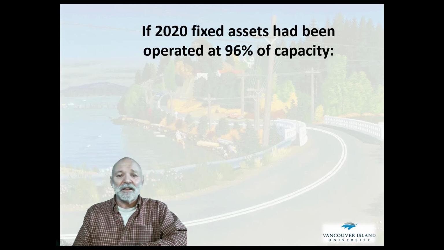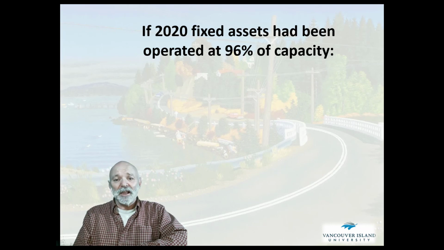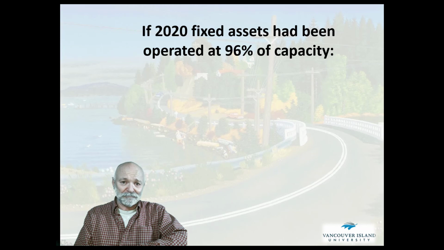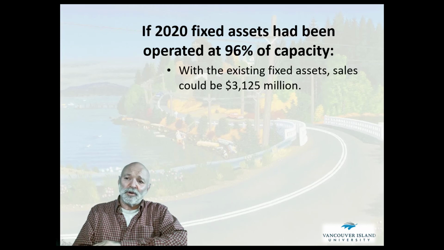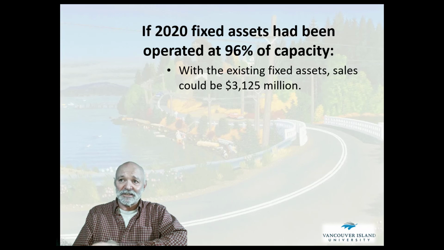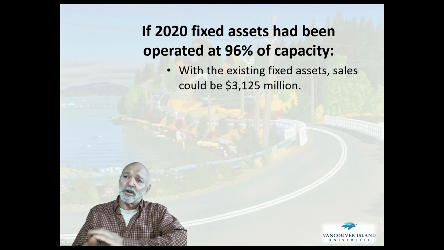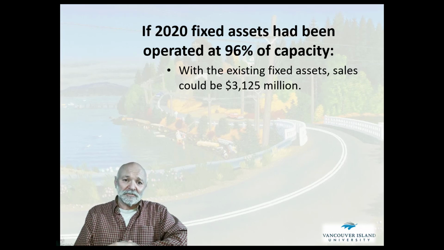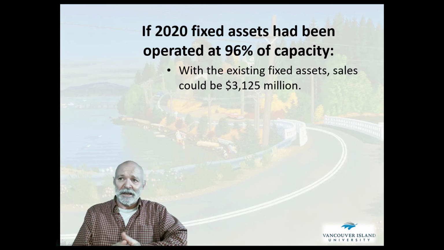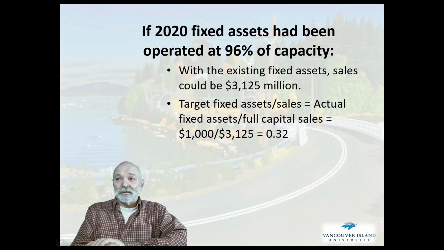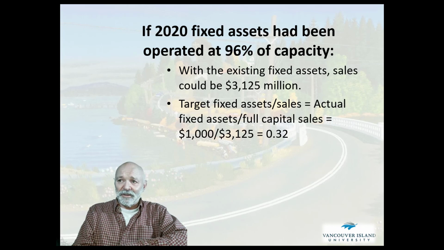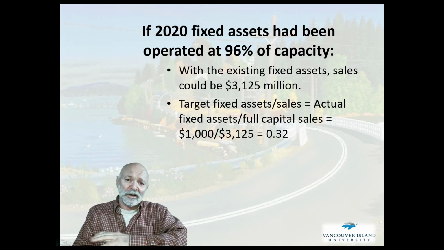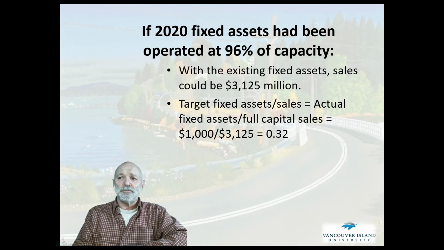The third case is that we started off with a basic assumption that we were operating at 100% of capacity. Now, what if with our existing base of fixed assets, we could have actually produced more than 3 million? We could have produced 3,125,000 in total sales because we were only operating at 96% capacity. The target fixed assets, 2 million divided by 3.125 million, says that the slope of that line is not 33.3%, but it's 32%.